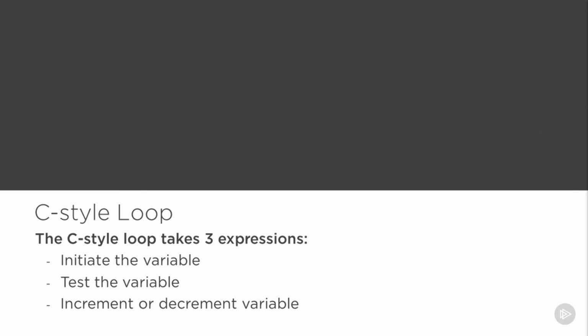The first we're going to investigate is the C style loop. As we go through, of course, we're starting with our keyword for, and then we open up our double parentheses. Now this isn't a test, just the way the C style loop is written. It has three expressions. The first expression is to initiate the variable. Here we're just calling the variable i, and we're initiating it with a value of 0.